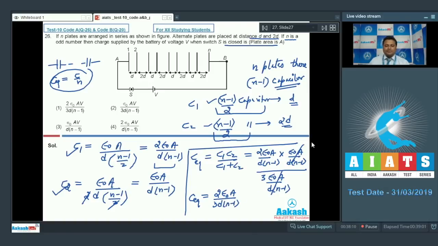This is the total capacitance we have got, and we know that charge Q equals CV. Therefore, the total charge Q will be 2 epsilon naught A upon 3d(n-1) multiplied by potential difference V. After looking at the options, we can say that option number 1 is absolutely correct. This is the final expression for charge, that is 2 epsilon naught AV upon 3d(n-1). Now let us proceed to the next question, question number 27.